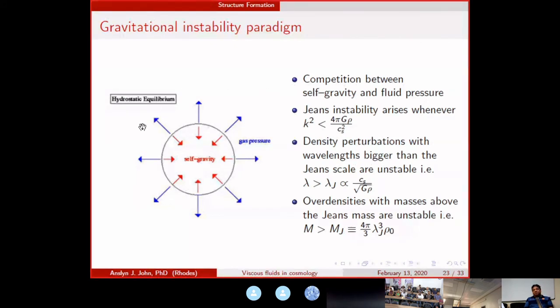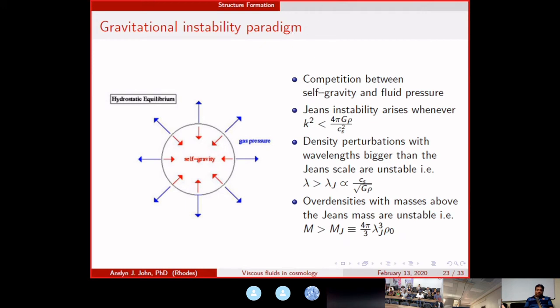Okay, so the main mechanism driving the formation of these large structures is the gravitational instability paradigm. This is based on the old Jeans instability. If you look at a fluid that is self-gravitating and exerts pressure, there's competition between these two forces. The self-gravity wants to collapse everything to points, whereas the fluid pressure pushes everything outwards. So in general, this fluid will exist in a state of hydrostatic equilibrium where these two forces are exactly balanced. But this equilibrium might not be stable.